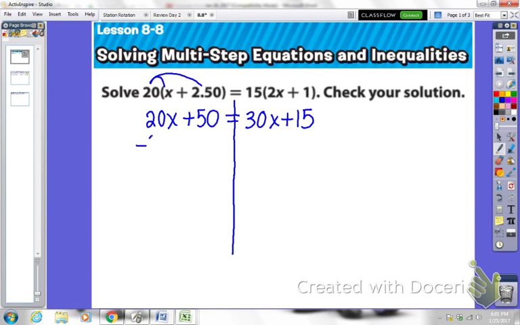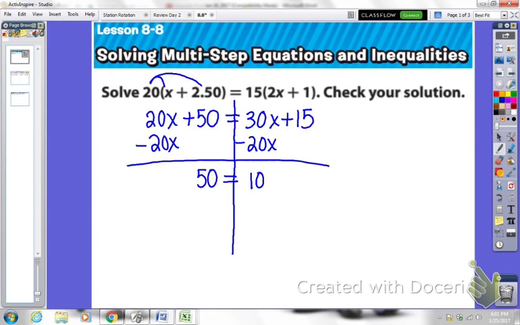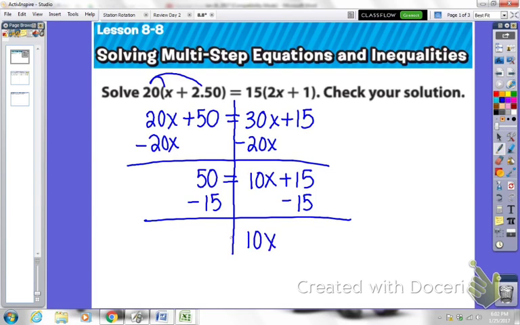So first I'm going to take away 20 x's from both sides. The only thing left on the left side is 50. 30 minus 20 is 10 x's, and bring down the plus 15. Next step is subtract 15 from both sides. So you have 10x and 35. And lastly, just divide each side by 10. So you get the x value is 3.5.